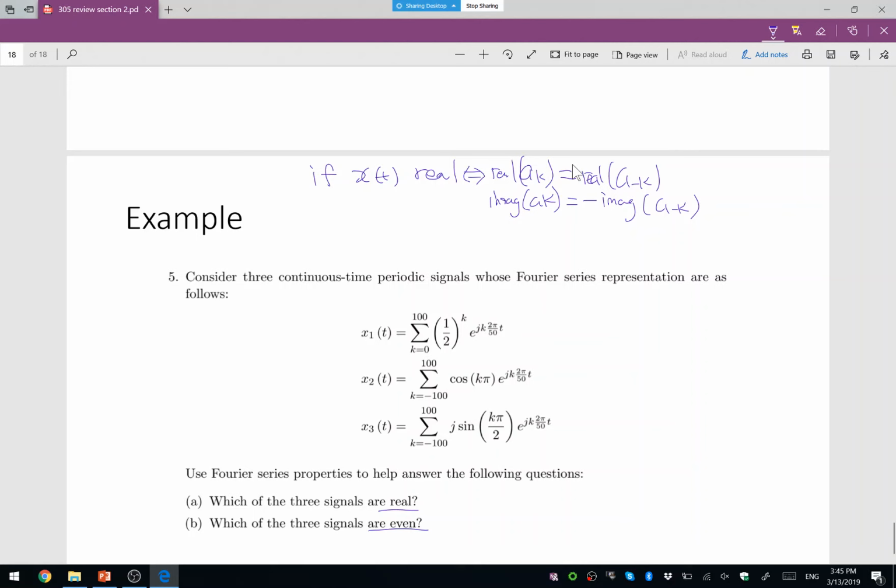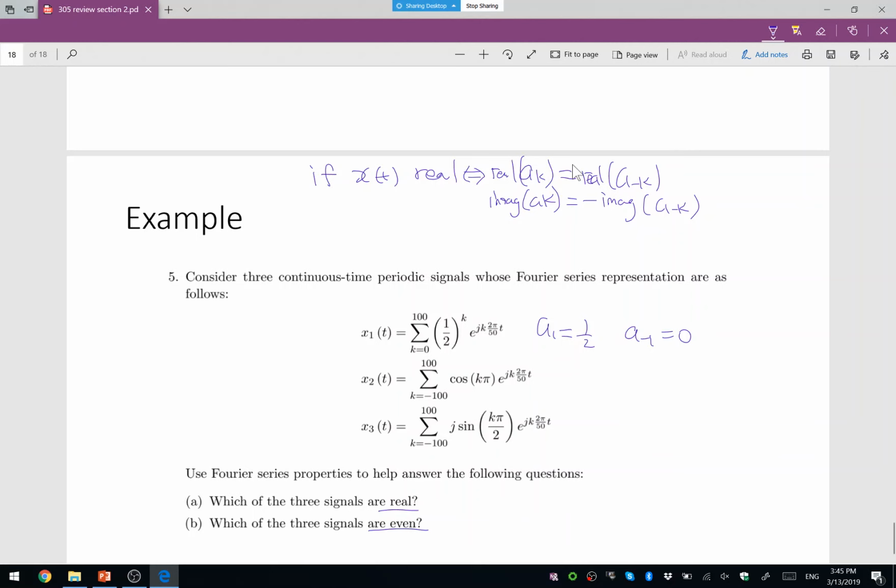So let's check this condition for these three signals. The first one only has coefficients from a_0 to a_100. That means the domain itself is not symmetric, neither odd nor even. So this one is definitely not real. If we want to show that, you can say a_1 equals a half and a_minus_1 equals 0, so it does not satisfy the condition.